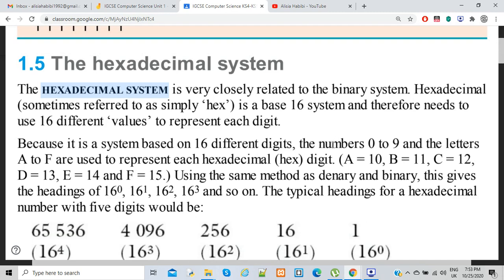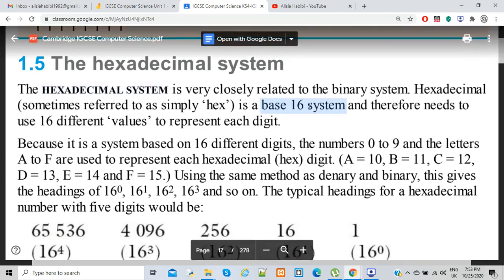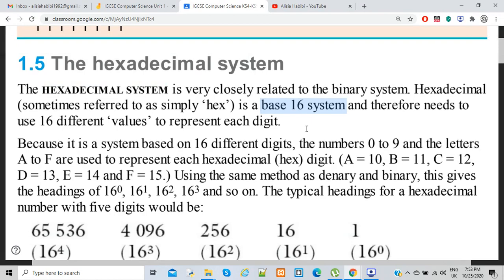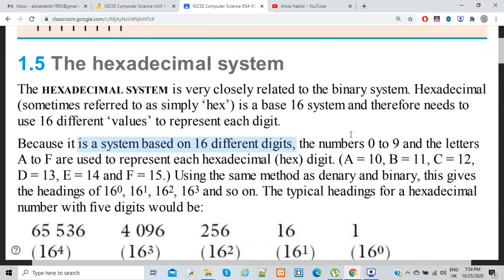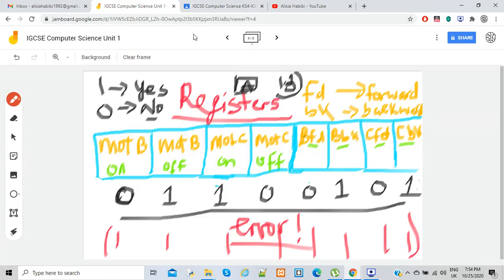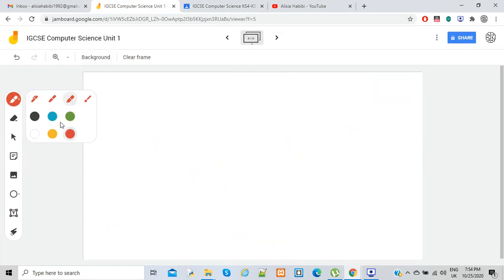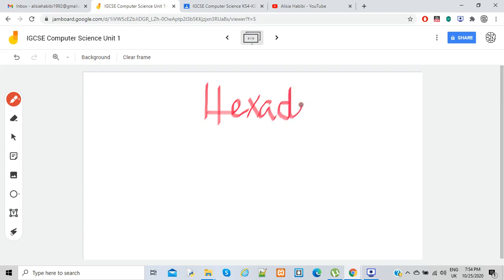So to understand this hexadecimal system, we know that it's not a base 2 like binary, but it's base 16. So we're going to be looking at the powers of 16, and we also know that 16 different values are used to represent each digit. So because the system is based on 16 different digits, they normally start from 0 to 9 and basically A to F. So what I mean is, if you go here, we're going to use a new slide. The hexadecimal system is represented using numbers and alphabets.